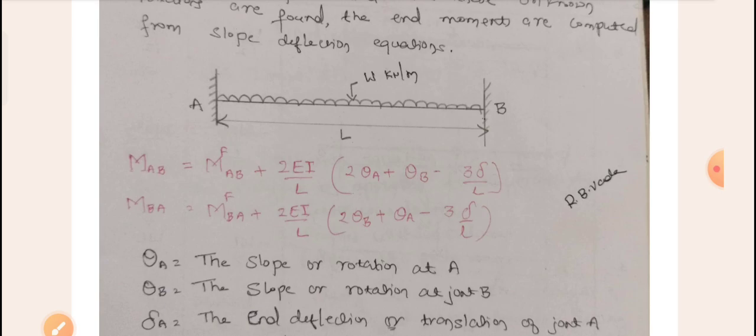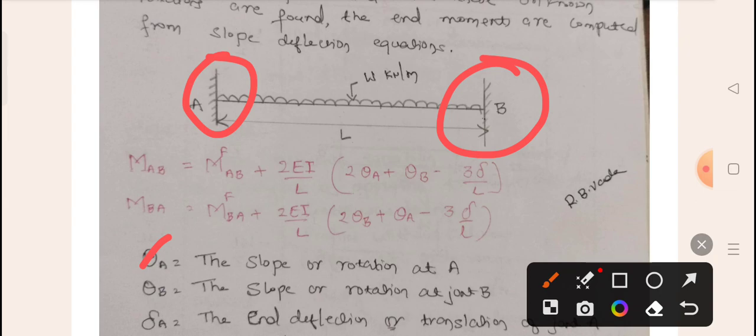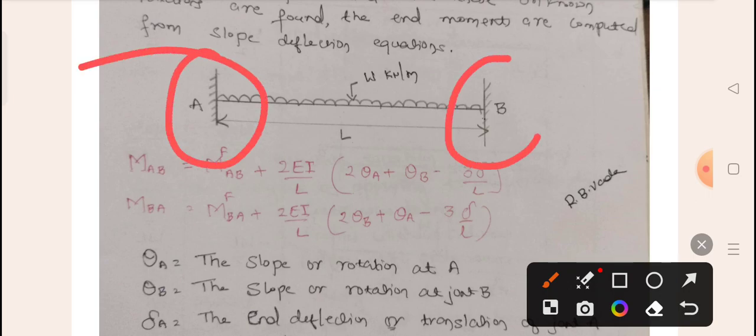Let me explain the terms. Theta A is the slope or rotation at point A. Theta B is the slope at point B, slope or rotation, same thing. Delta A is the deflection or translation at point A. Delta B is the deflection or translation at point B.